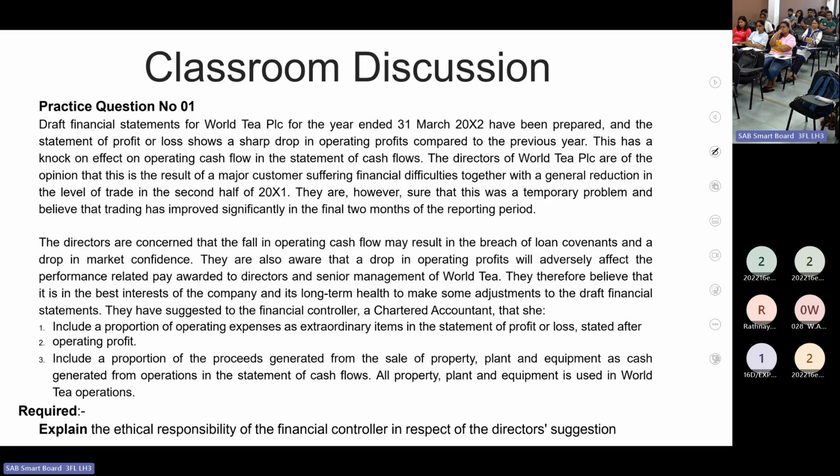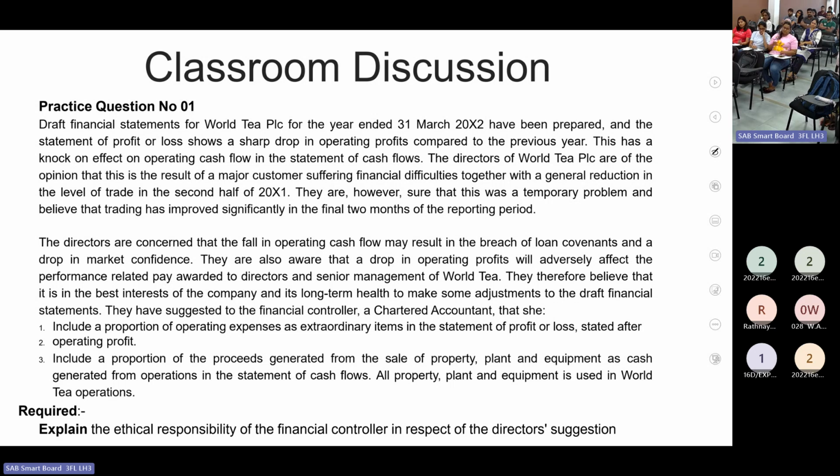Third one, professional competency and duty. Why is it coming up? As we mentioned, there are two suggestions made by the director. He is telling us not to put these expenses in the P&L, to take these expenses out of the P&L. We call them extraordinary items.